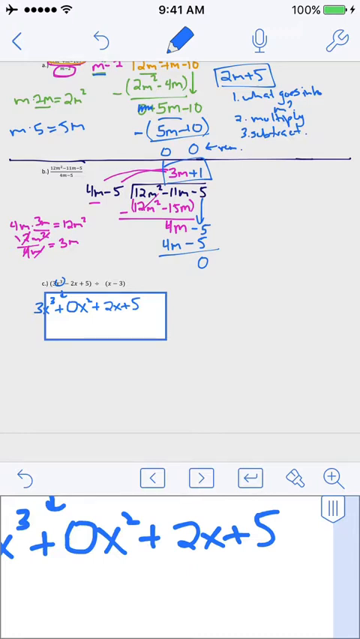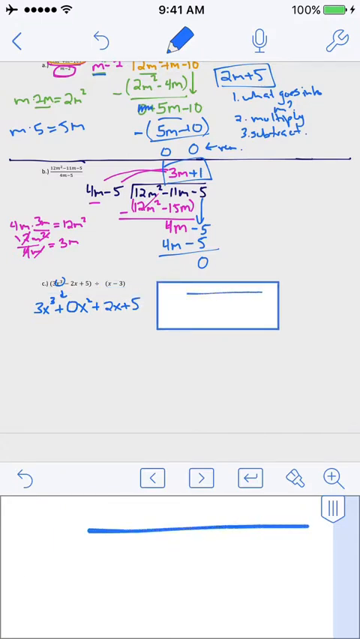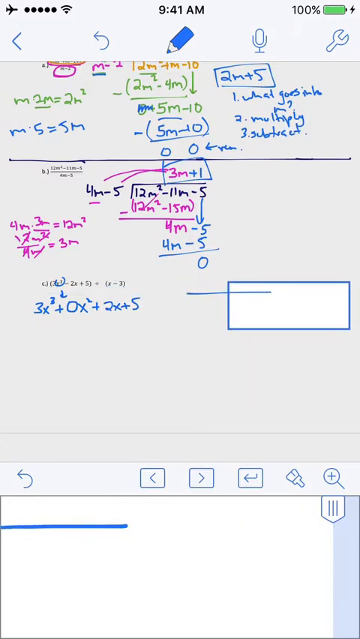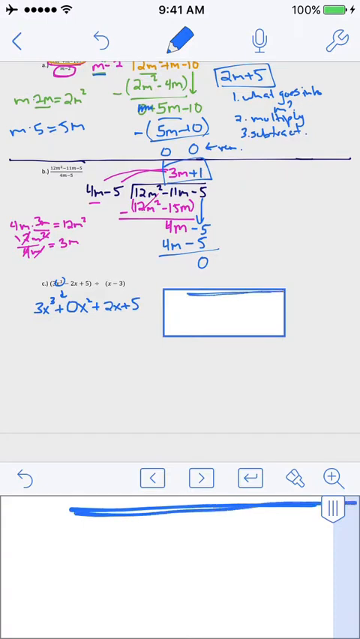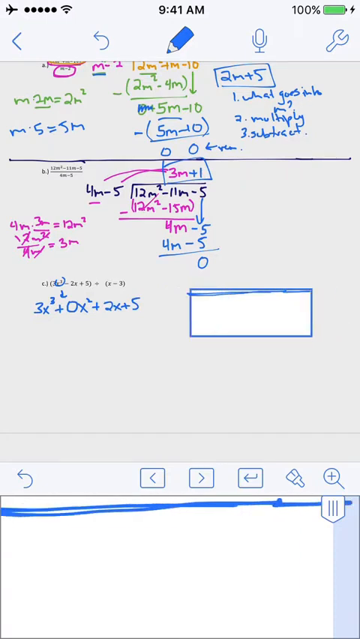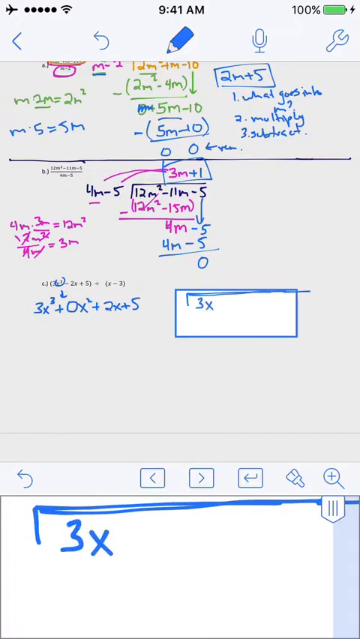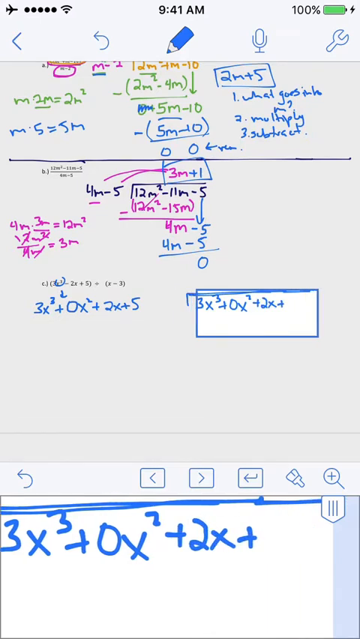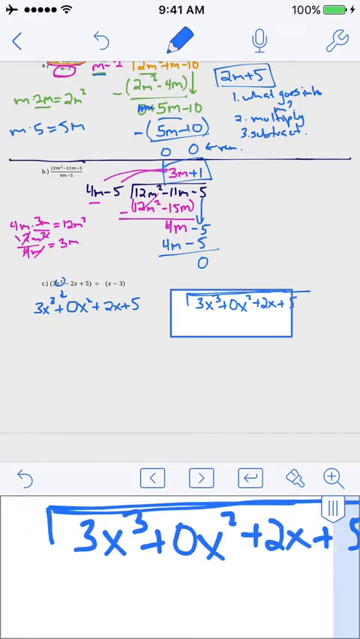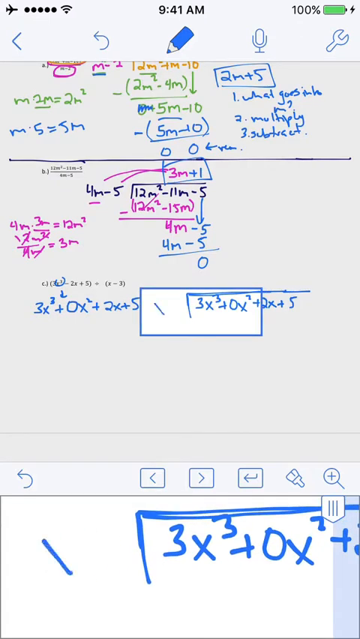Alright, I hope you had time to try the problem. We are going to do the example right over here. So I'm going to draw myself a little thing here. Now my dividend is 3x cubed plus 0x squared plus 2x plus 5, right? And yeah, it's got 4 terms, but that's okay. The process doesn't really depend on how many terms you have, just as long as you've got every single one of those exponents. And I'm going to be dividing by x plus 3.